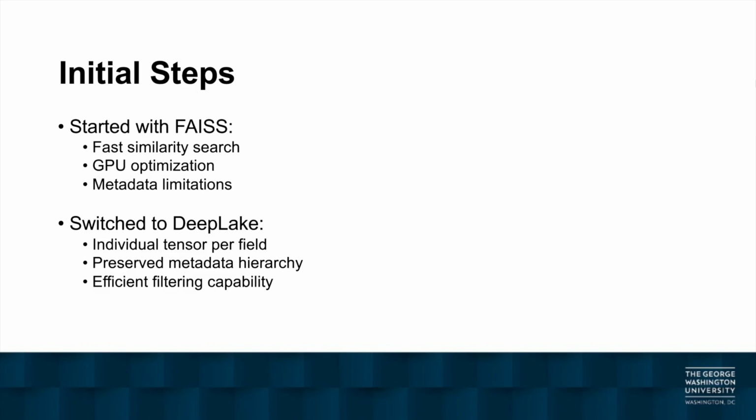Using FAISS required cramming all the metadata into a single field, which made it almost impossible to filter efficiently or maintain those important archival relationships. So that led us down the road to using Deep Lake, which stores each metadata as its own, what is known as a tensor. And this was crucial because it let us preserve the full archival context for every single document chunk that we had.